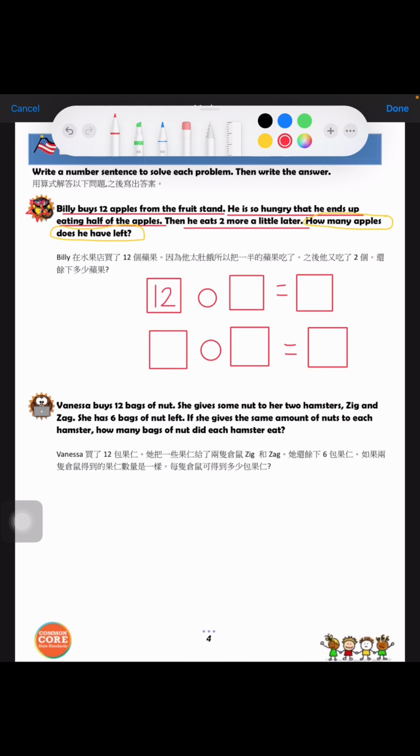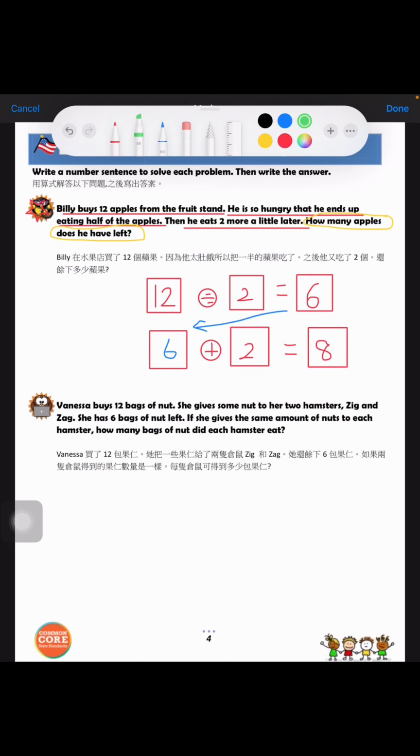So there are originally 12 apples. Then Billy has eaten half of them. To make half, we can divide 12 by 2, which equals 6. Then he eats 2 more apples. In total, how many apples did he eat? He ate 6 at first, and then he ate 2 more. So we have 6 plus 2 equals 8.